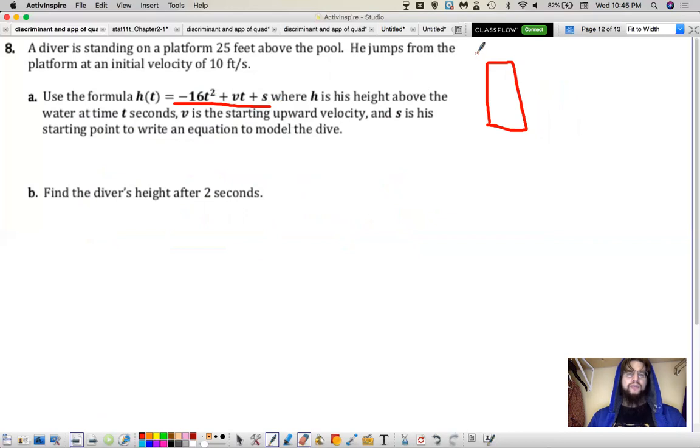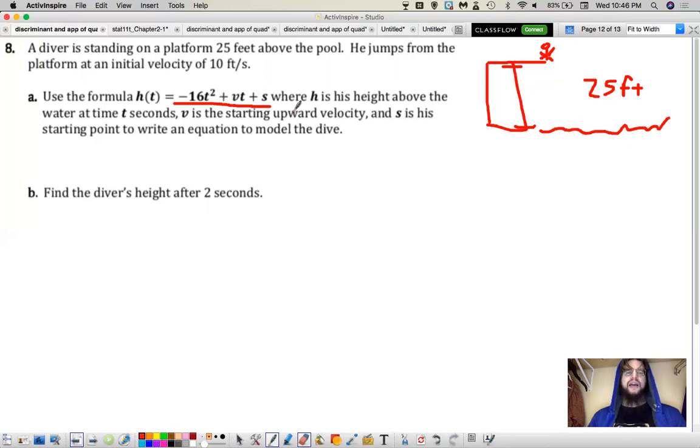Standing on a platform, 25. He's standing on the platform and jumps. Technically, they should say he ran off, right, based on what they had. Anyway, dude's over here. Sure. He's about to do a cartwheel off the diving board. And it's 25 feet above the pool. So that's our initial height, 25 feet. Here's the pool down below. Hopefully it's not lava.